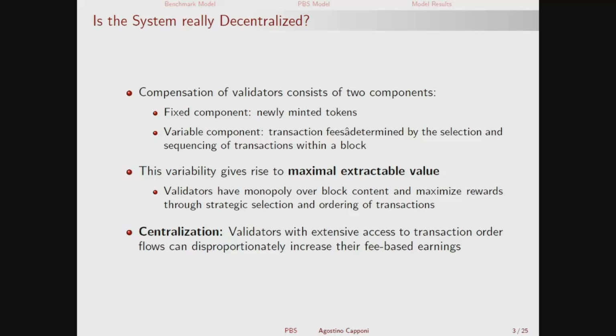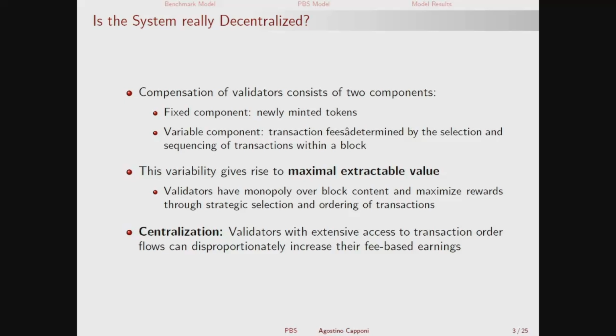To understand why decentralization may not be attained, it's useful to think about what type of compensation the validators get. They are compensated with newly minted tokens. This was the case in proof of work, and also in proof of stake. But then there is another component, which is the transaction fee, right? And this is determined by the value of the block, which is determined by the sequence of transactions included in the block.